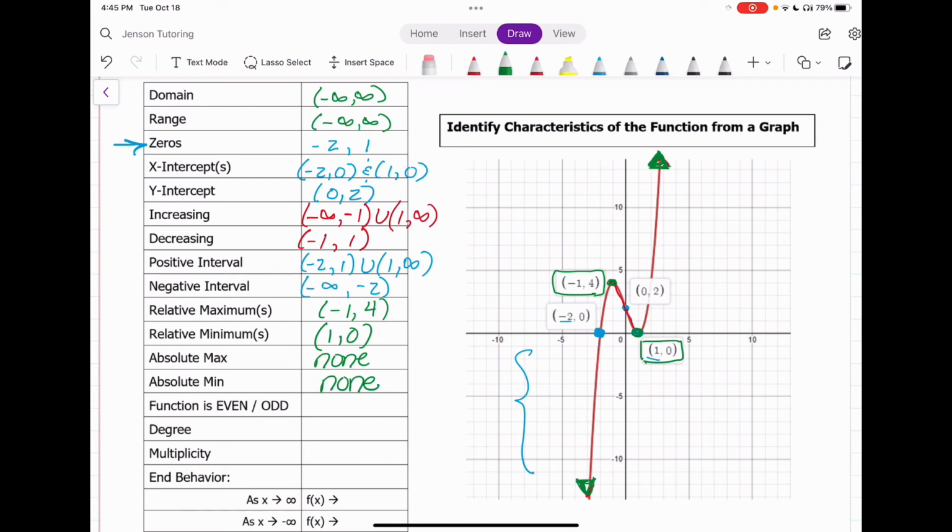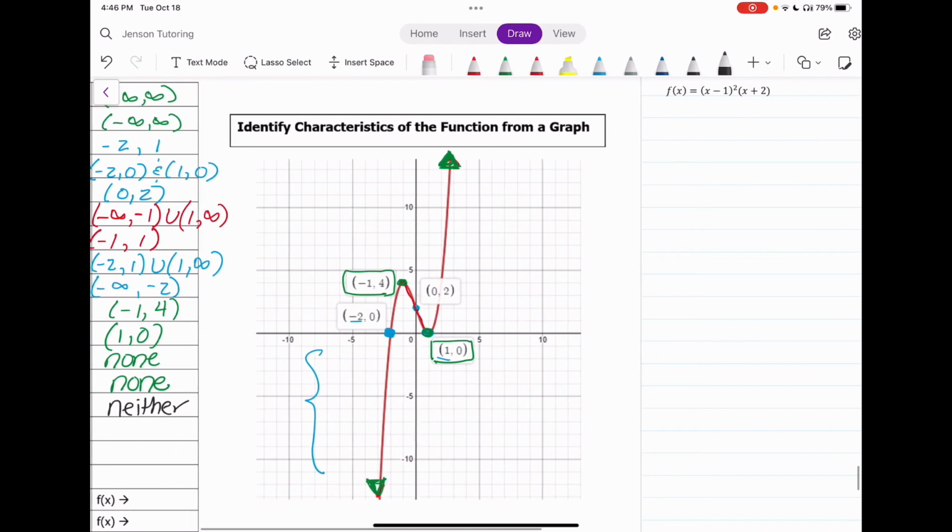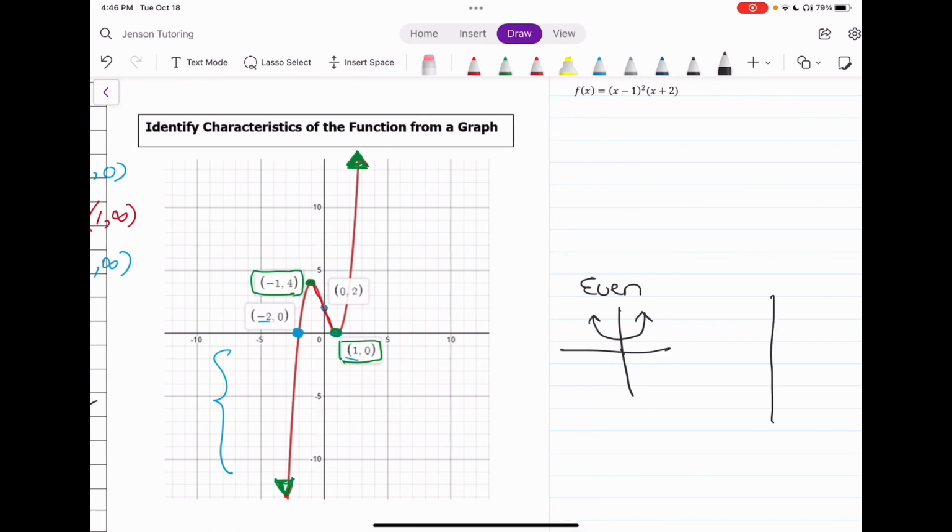Okay, and then here we're talking about symmetry. So is the function even, odd, or neither? Neither. And remember, for an even function, that would be an example of even symmetry. And odd has to go through the origin.